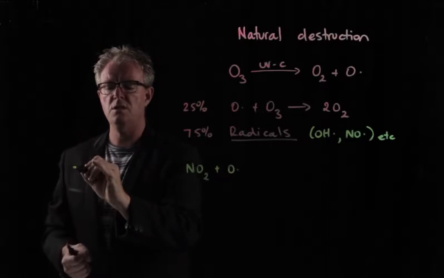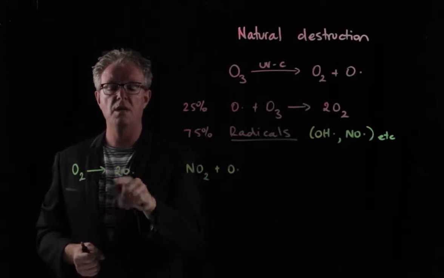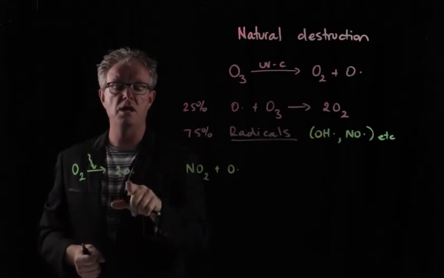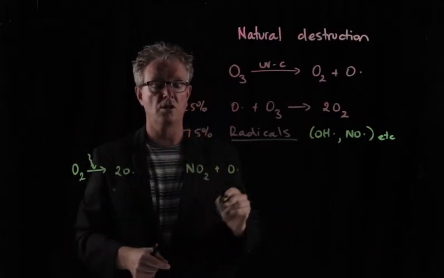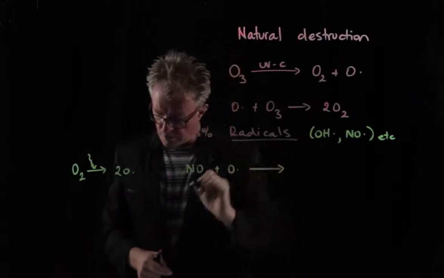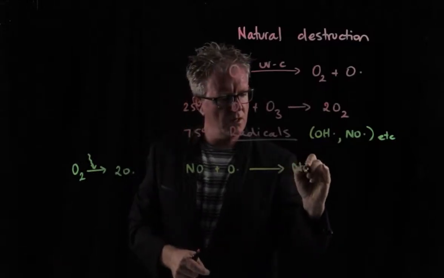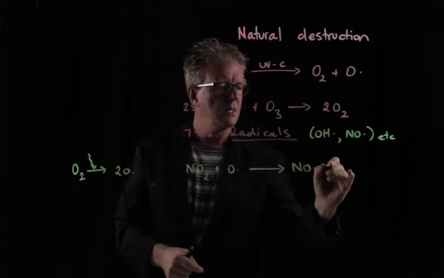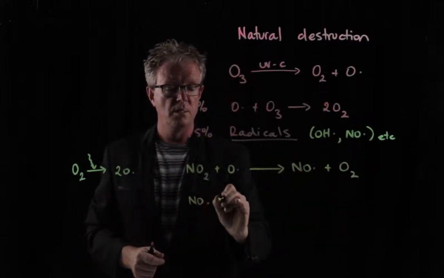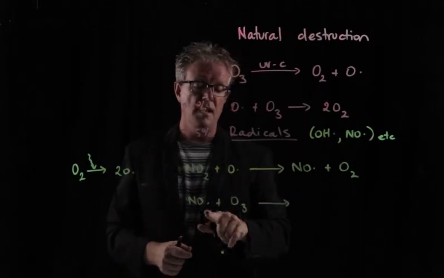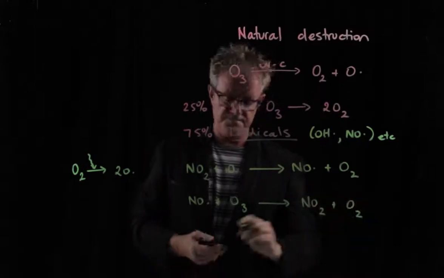So remember, in the previous section, we said that oxygen was homolytically broken down by incoming UV radiation to oxygen radicals. So it can be these oxygen radicals which react with the nitrogen dioxide, and when those react with the nitrogen dioxide, you get a nitric oxide radical and oxygen. That nitric oxide radical can then react with the ozone, and that's going to destroy the ozone. It's actually going to make nitrogen dioxide again, but also oxygen.